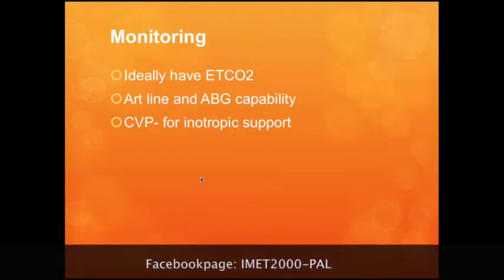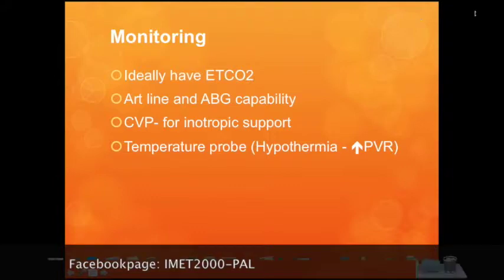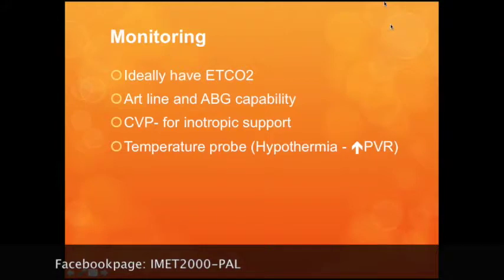Some sort of central access for inotropic support is useful in the really sick ones. Again, they may have an umbilical venous line, or a long line put in by the neonatologists. A temperature probe is essential. Newborns have a high risk of heat loss. I've already mentioned hypothermia can increase your pulmonary vascular resistance, and this is one thing that is preventable. So really, we don't want to add that to all the other problems that can potentially occur.